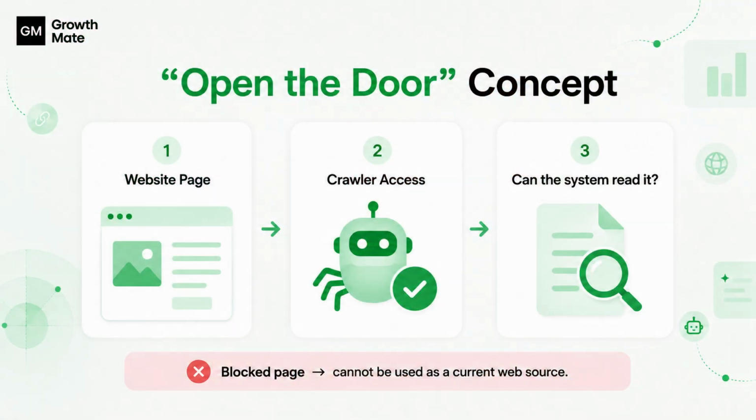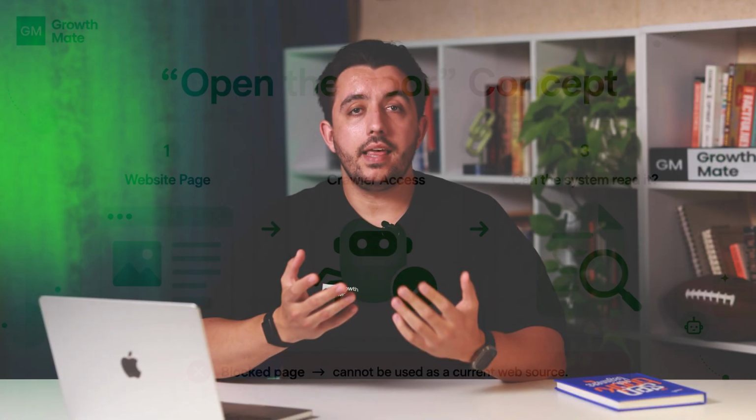Imagine publishing the strongest research in your entire industry. However, the web page is hidden behind a locked door. The crawler cannot open the URL. Important text may not load correctly. A firewall or security system may block the access. In this situation, excellent content cannot become a current web source. If a crawler cannot access the page, it cannot analyze it.